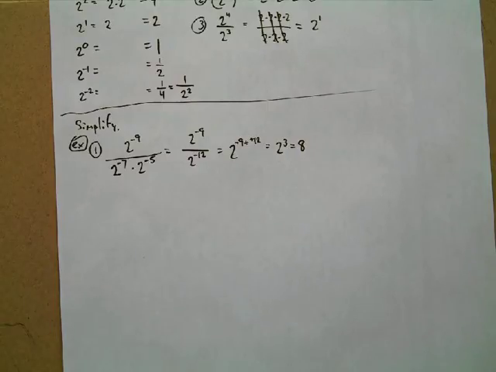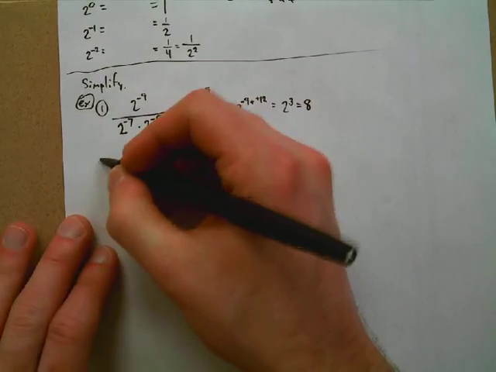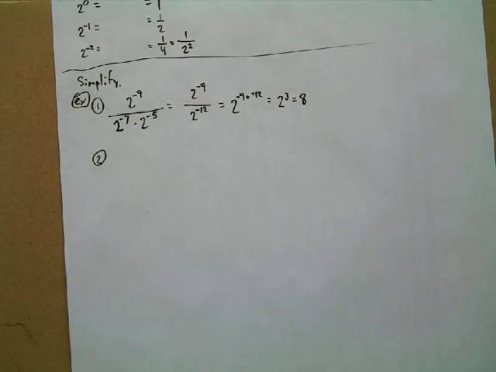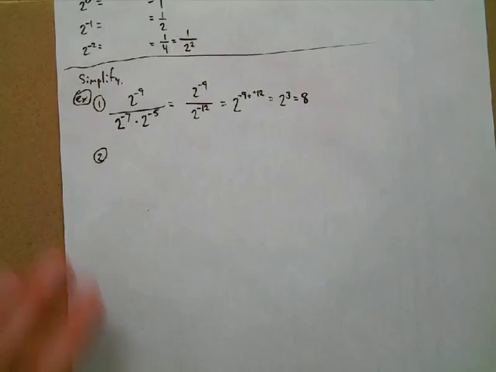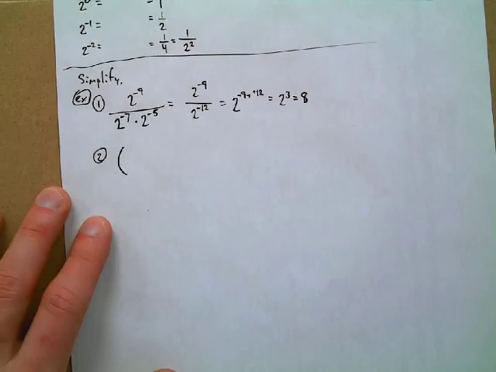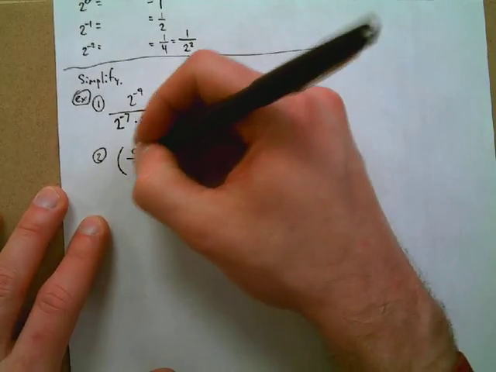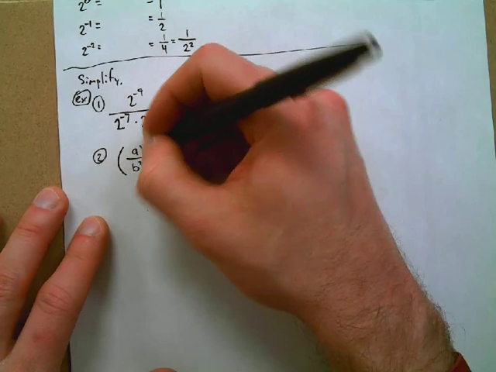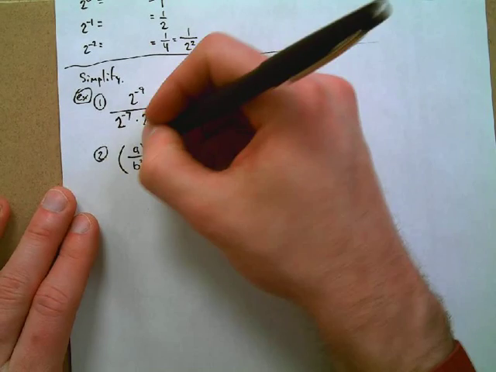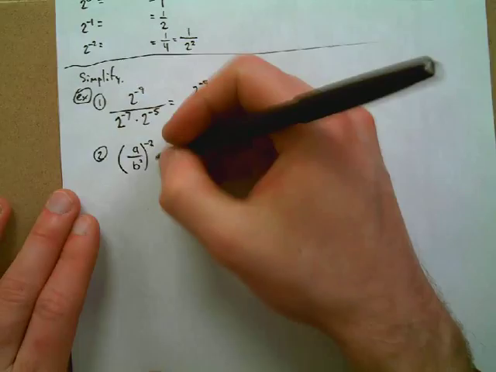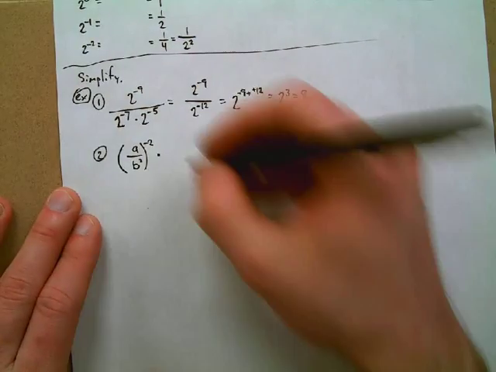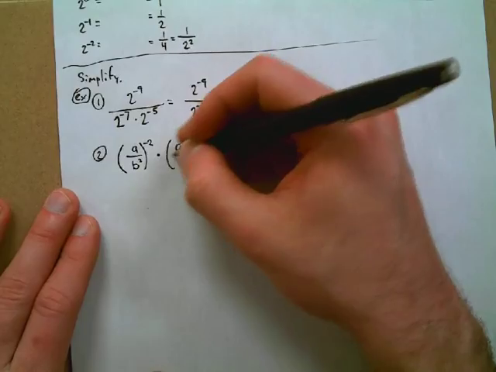Okay, let's try another one. Questions on any of that so far? Straightforward. Okay. We'll try another one here. A over b squared, to the negative 2, times a squared over b to the 3.